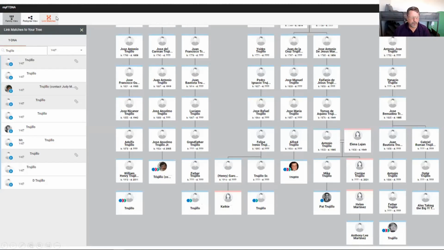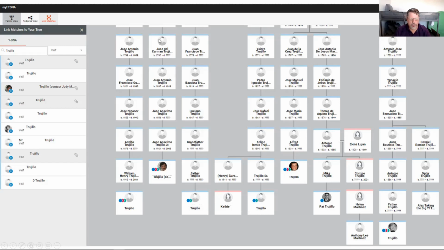At the bottom, there's this link matches. So I go into my Y-DNA. I've only done, well, I just upgraded this a couple of days ago from a Y-67 to a Big Y, but at this point, I only have Y-67 data. I can go, and so I have this guy's genealogy that he shared.